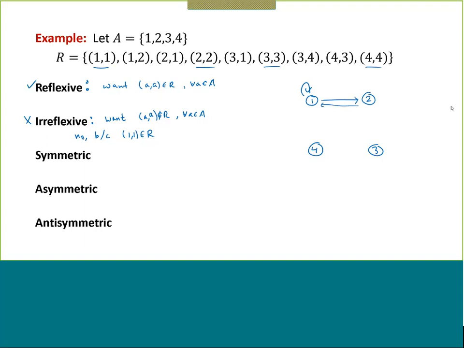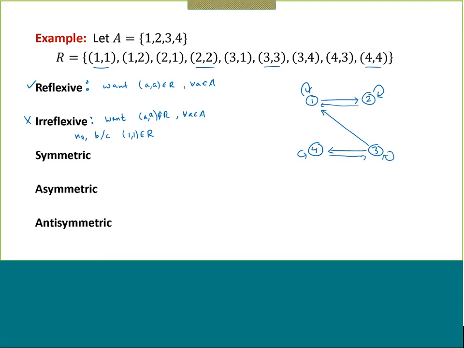Ordered pair (2,2) would be the loop at 2. Ordered pair (3,1) would be an edge starting at 3 going into 1. (3,3) would be a loop at 3. (3,4), start at 3, go to 4. (4,3), start at 4, go back to 3. And (4,4), a loop at 4. Do a quick double check, make sure I drew that digraph correctly. I'm not seeing any missing edges, at least so far.